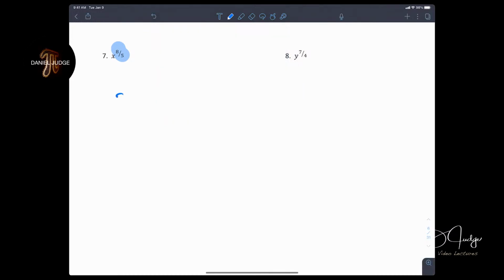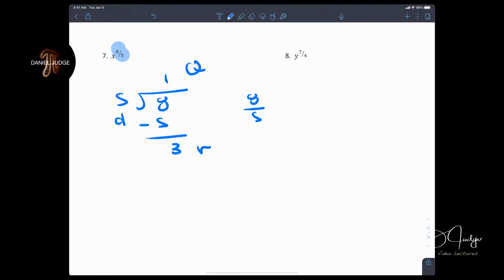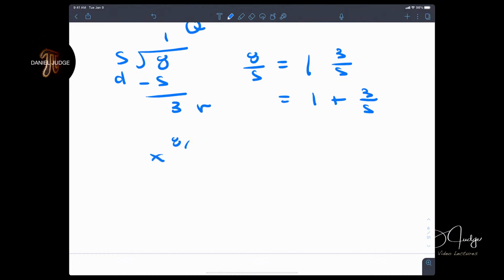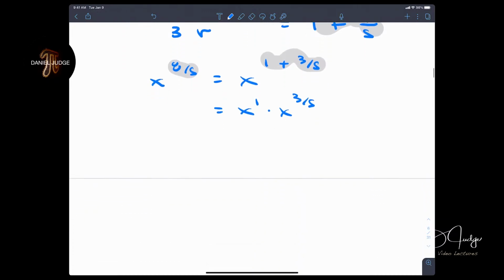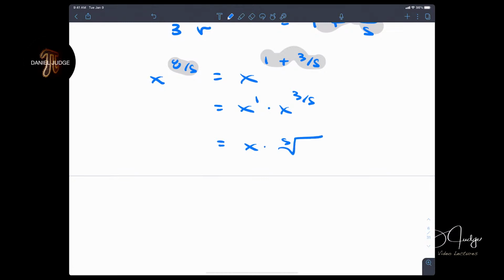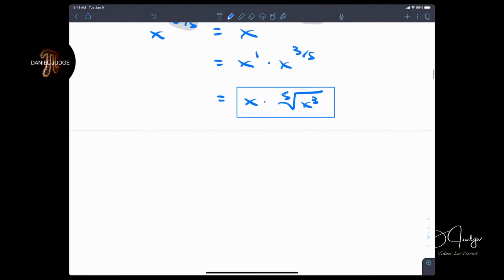8/5. 5 goes into 8 once. 1 times 5 is 5. Subtract, you have 3. Quotient, remainder, divisor. So 8/5 is 1 and 3/5, 1 plus 3/5. So we have x to the 8/5 is x to the 1 plus 3/5. x to the first power, x to the 3/5 power. x times the 5th root of x cubed. And you're done.